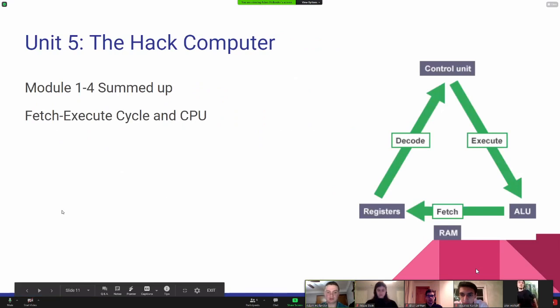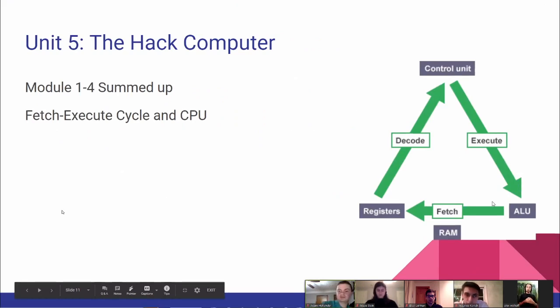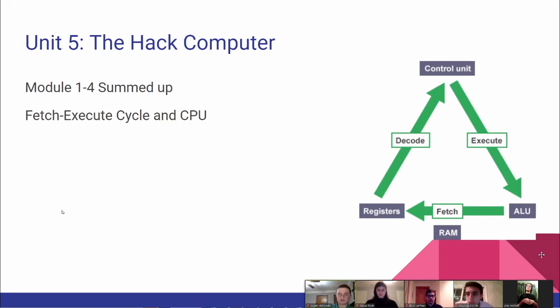So the next unit is building the Hack computer. In modules 1 through 3, units 1 through 3, you designed the basic chips necessary to run a computer in the first place. So the adders, the incrementers, the multiplexers, the demultiplexers. And then in Unit 4, you took a pre-built software computer, which is the CPU emulator, and you wrote 2 programs for it. So the fill, which is what Adam showed, and you also built the multiplier.